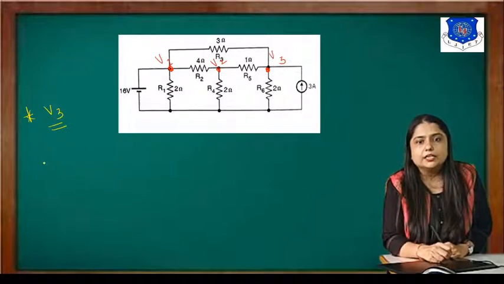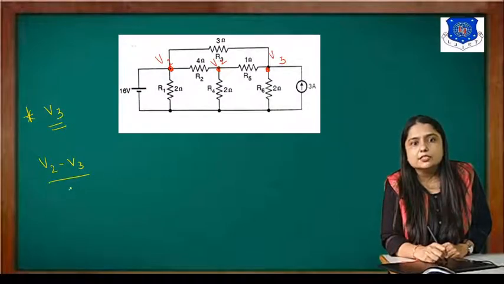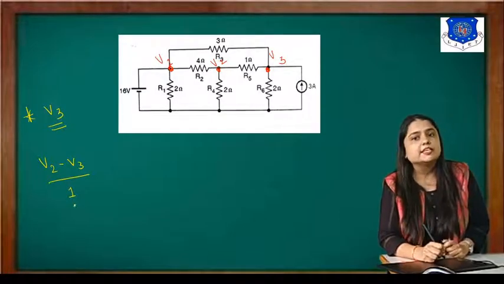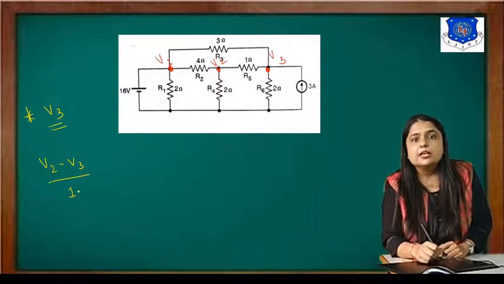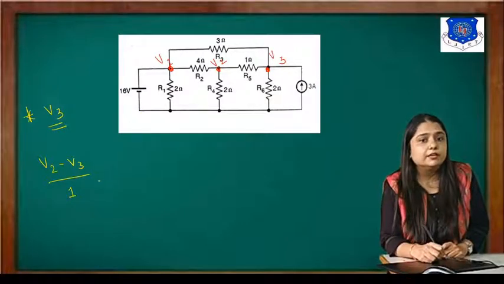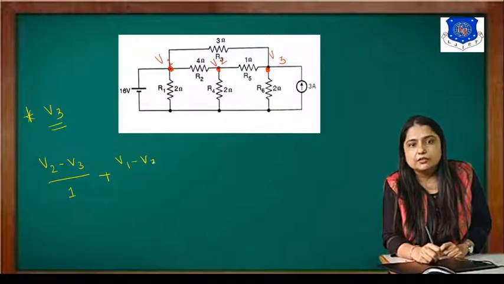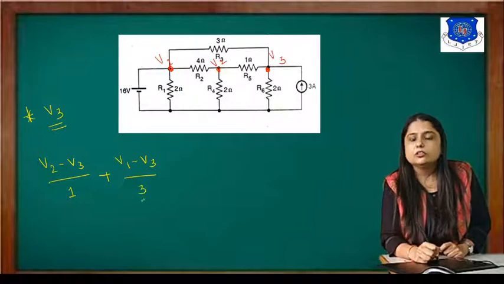So the value of that current I am just writing is (V2 minus V3) divided by 1, because I am just considering that current as an incoming current. Similarly, for the 3 ohm resistor, the upper resistor, I am going to consider that current as an incoming current. So plus the value of that current is (V1 minus V3) divided by 3.